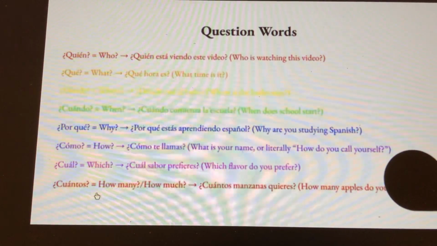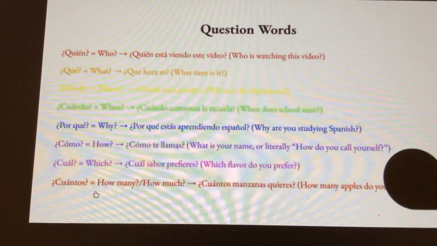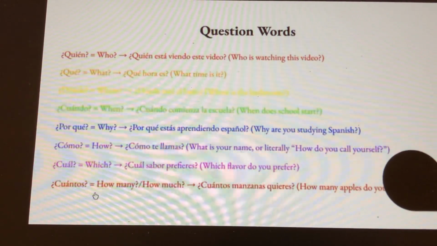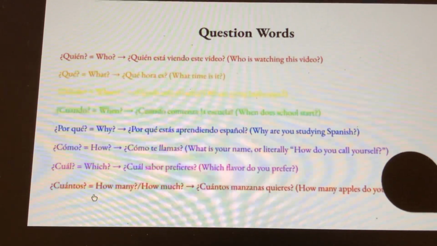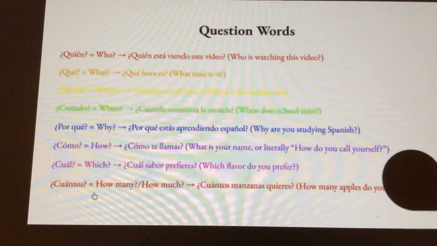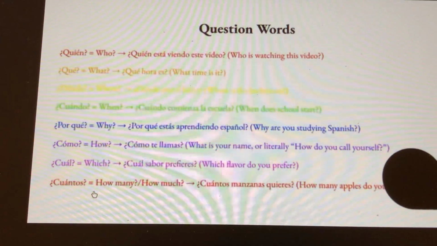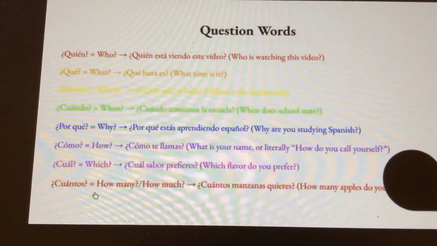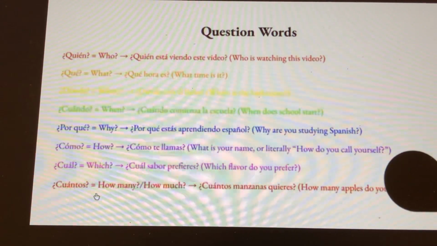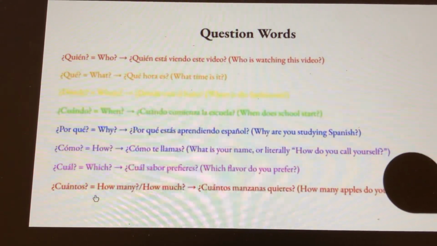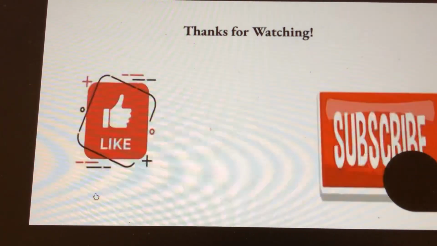¿Cómo te llamas? literally means how do you call yourself, but is often used to mean what is your name. ¿Cuál sabor prefieres? literally means which flavor do you prefer. And finally, ¿cuántas manzanas quieres? can mean how many apples would you like. Notice that all question words have an accent mark. Don't let that trip you up.